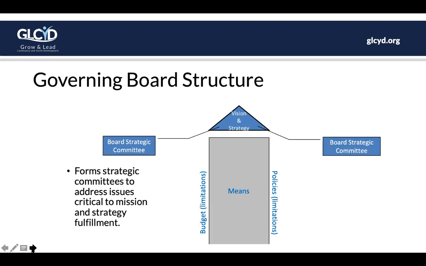Next up, we have the governing board structure. So this is for an organization that's grown a little bit. They may have a number of staff that are able to do managerial and tactical work, but the board is still really engaged. They're setting the vision and strategy for the organization. They also have strategic committees that guide the vision and strategies that the staff are carrying out. The board also sets limitation on budget and policies, and the staff are working within those limitations in partnership with the strategic committees to move the mission forward.